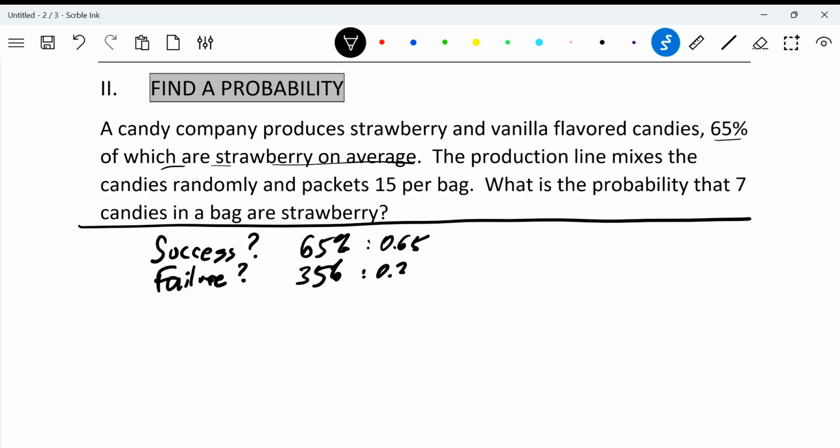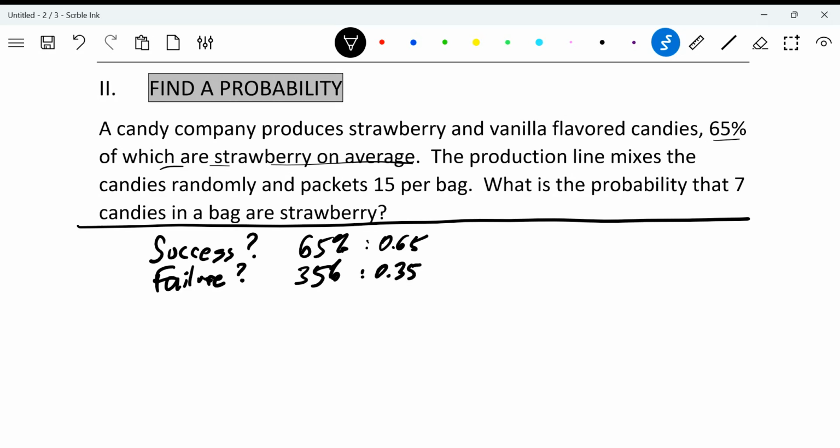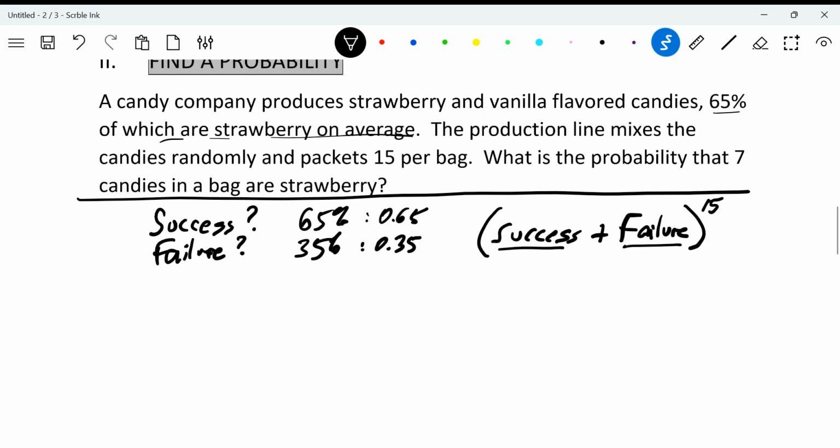And that, of course, is 0.65 and 0.35. And here's what we do. We set up a binomial with success and failure. So I'm going to write it this way: success plus failure, and the total number of candies you get in it. Out of that 15, some will be successes and some will be failures, meaning some will be strawberry and some will not be strawberry. If that's the success, that'll go here, and if that's the failure, that'll go here.